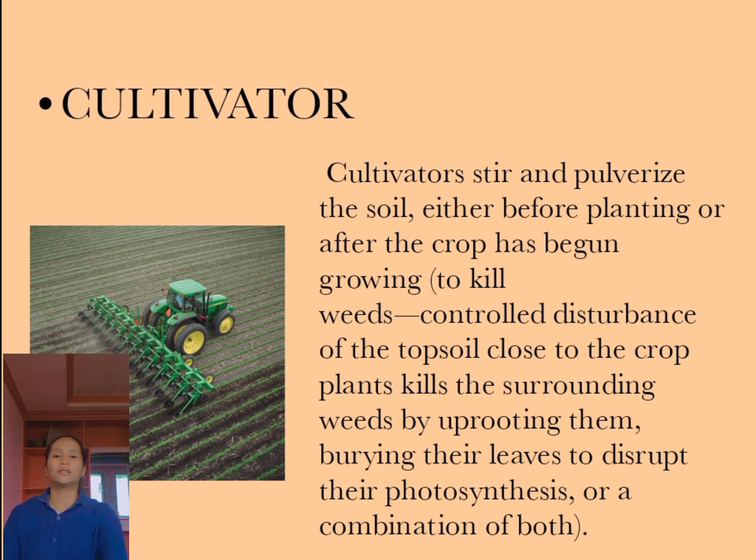Next is the cultivator. The cultivator is used to stir and pulverize the soil, either before planting or after the crops have begun growing, to kill weeds and control disturbance of the topsoil close to the crop plants. It kills the surrounding weeds by uprooting them, burying their leaves to disrupt their photosynthesis, or a combination of both.